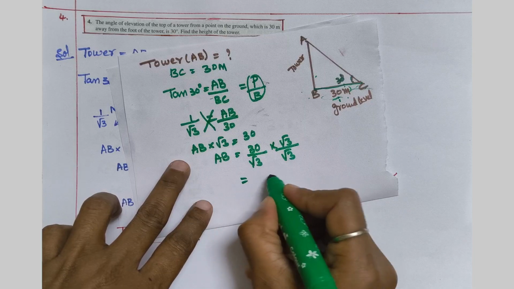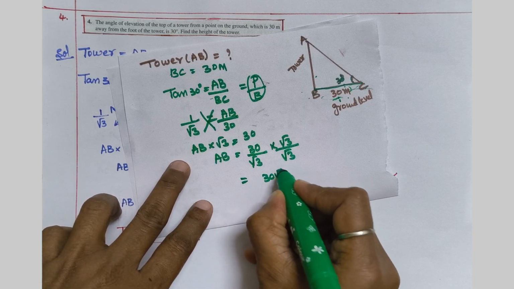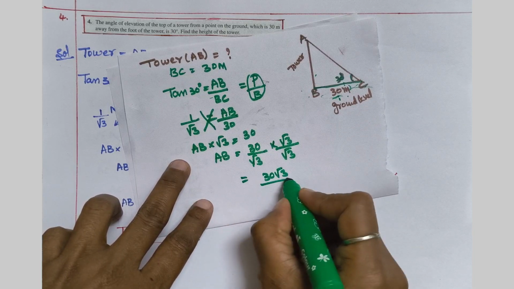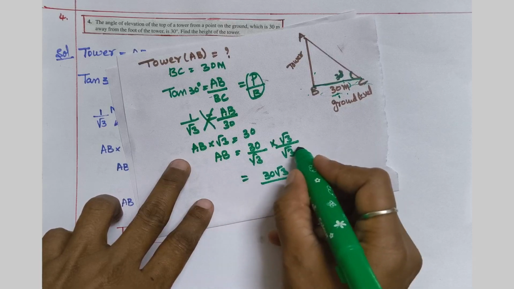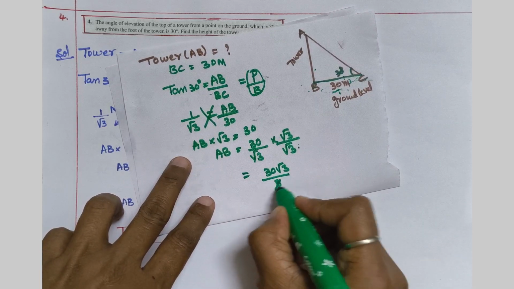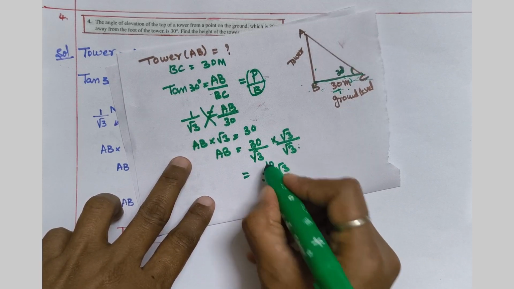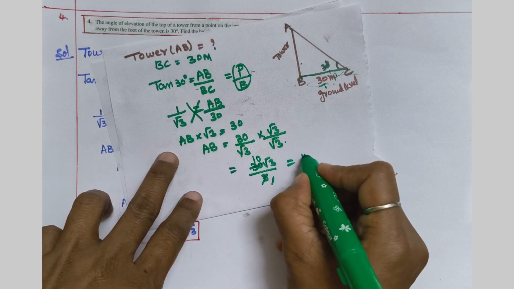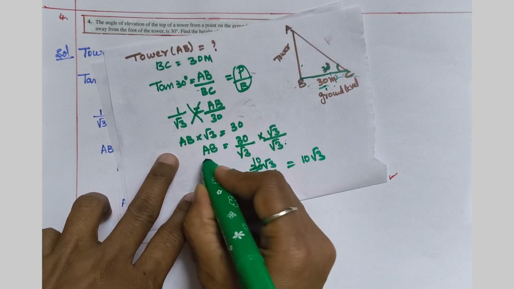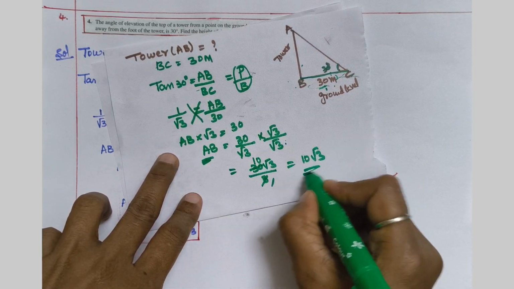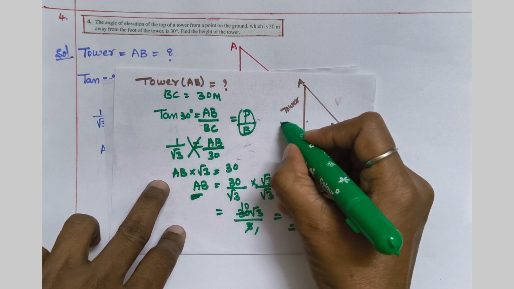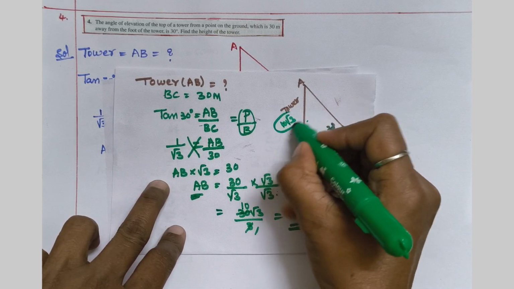Okay, now write 30 root 3. 30 into root 3, 30 root 3. Root 3 into root 3 becomes a 3. 3 tens are 30. So what is it? 10 root 3. AB height, how much is that? 10 root 3. This answer is 10 root 3.